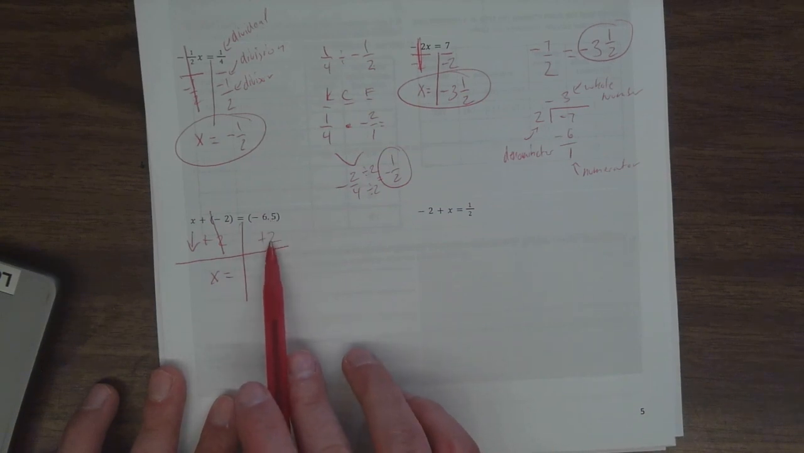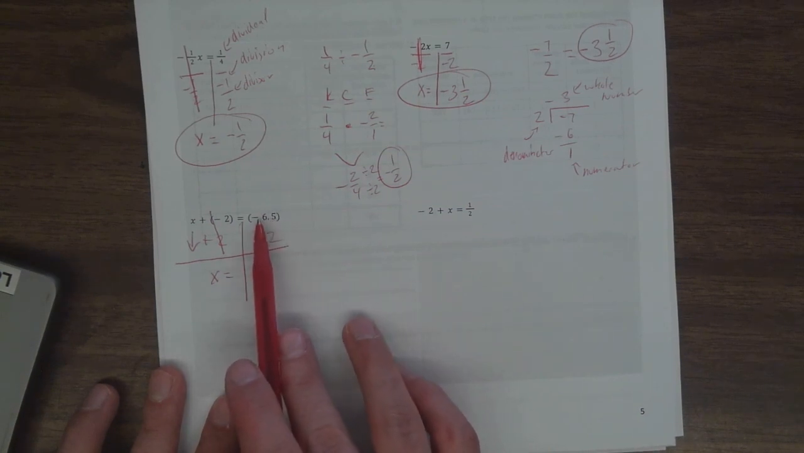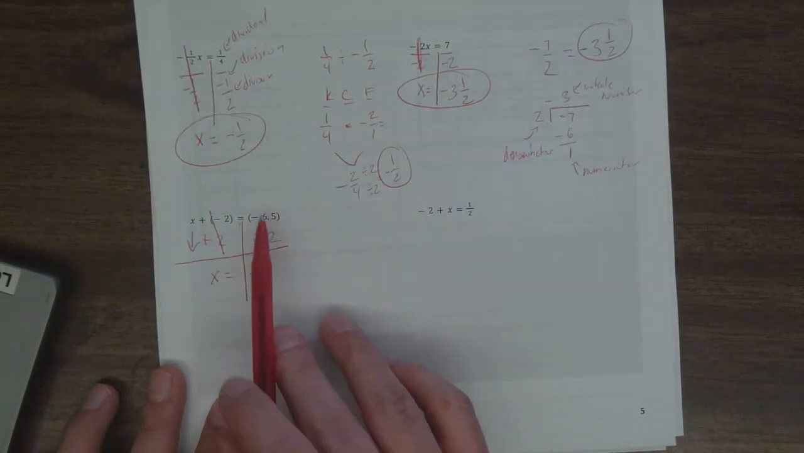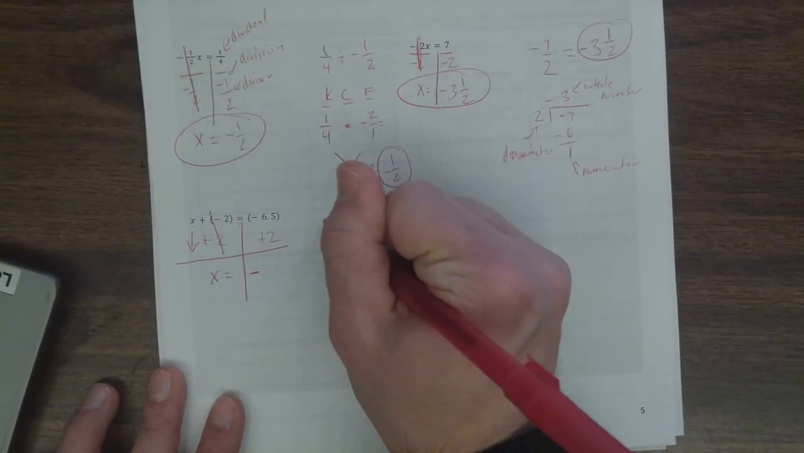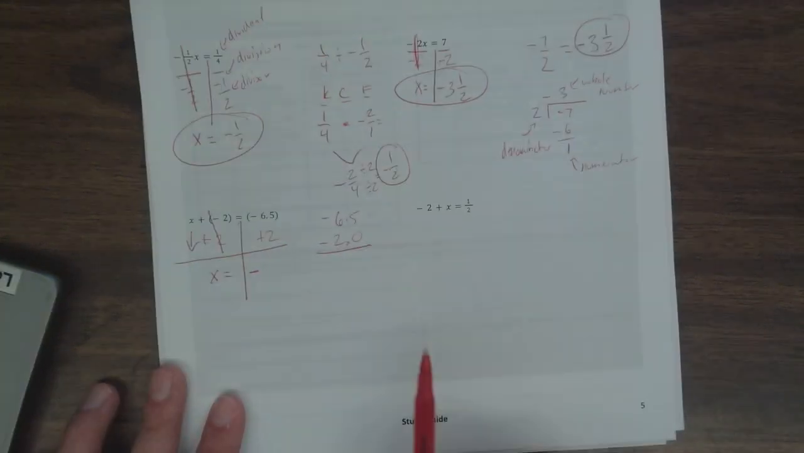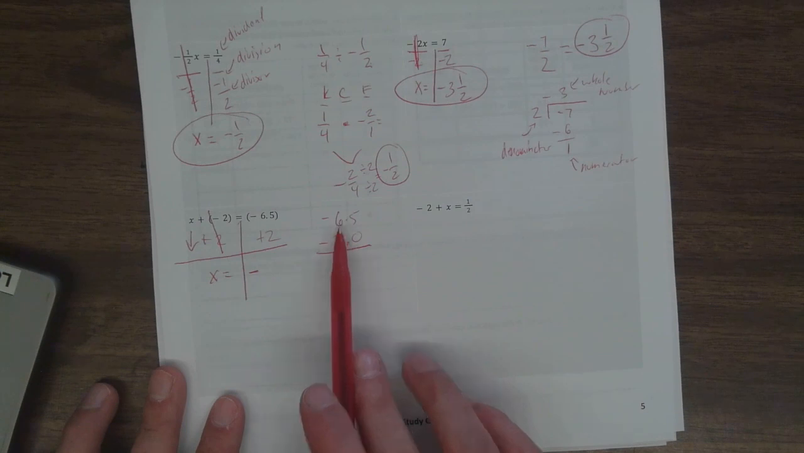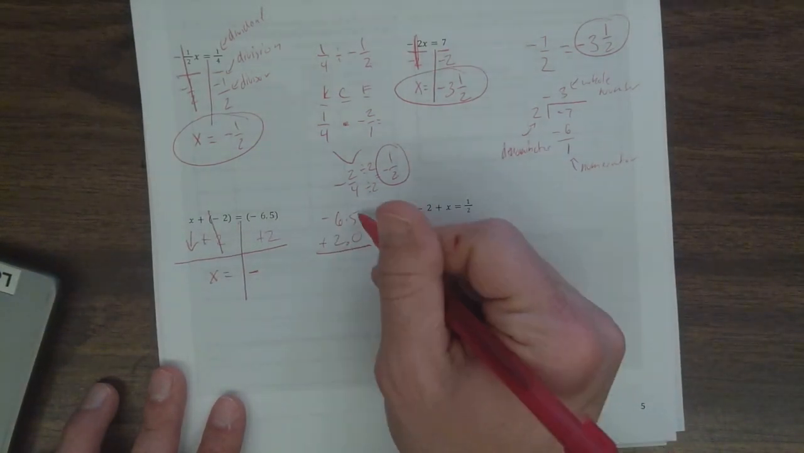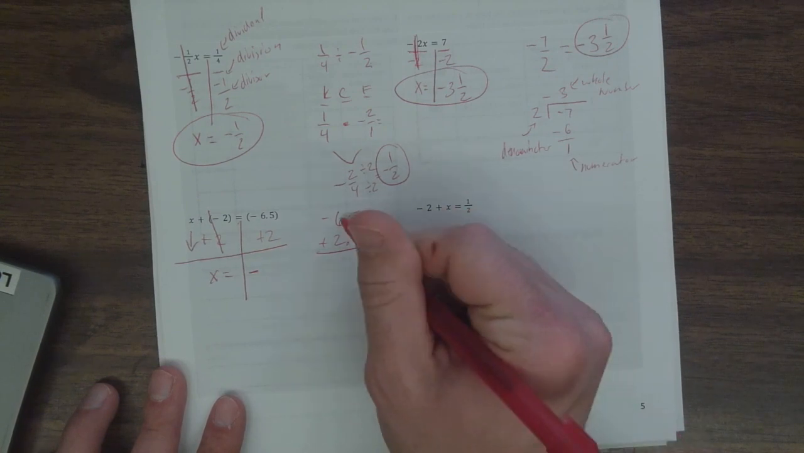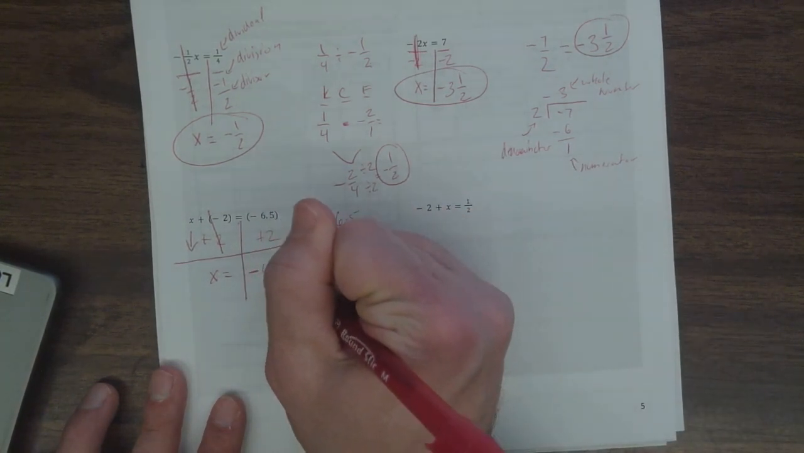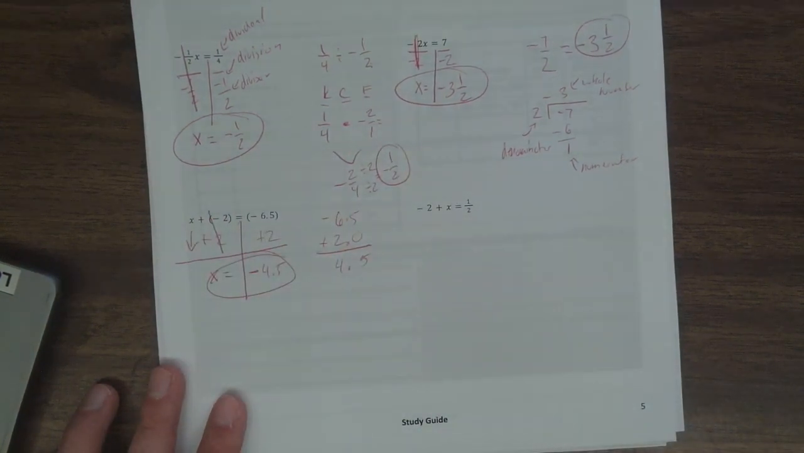Take a negative plus a positive, or a positive plus a negative: take the sign of the largest numeral and subtract. So 6 and 5/10 minus 2. You keep it by place value, because the 2 is in the ones place, the 6 is in the ones place. 5 minus 0 is 5. 6 minus 2 is 4. Bring down our decimal. Our answer is negative 4.5. So x equals negative 4.5.